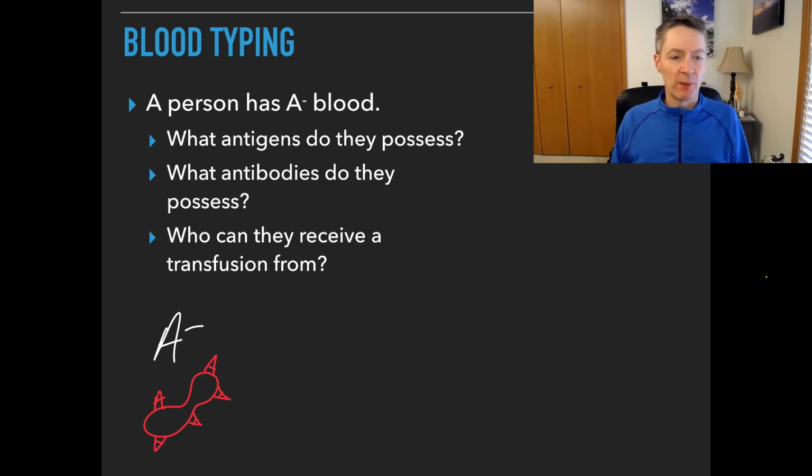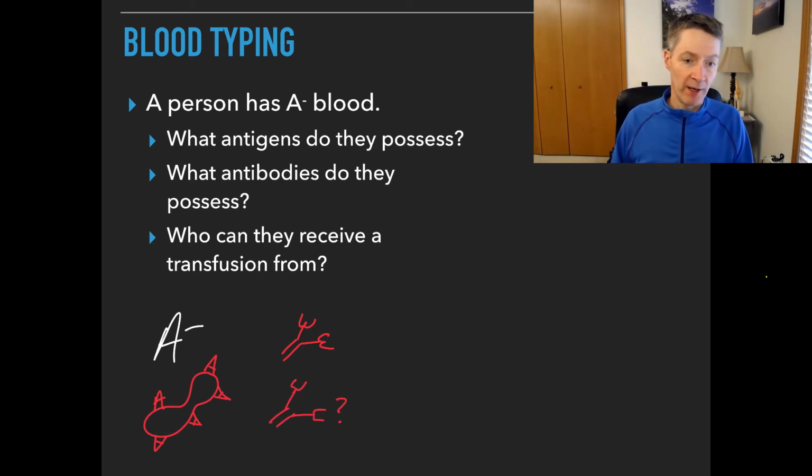What antibodies do they possess? Okay, it's going to be the opposite when it comes to A's and B's, so I'm going to have antibodies against B. When it comes to Rh, well, this person is negative. They may have been exposed, in which case they would have antibodies against Rh. So I put a question mark. I'm not sure.